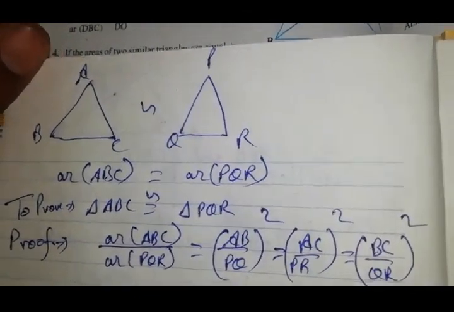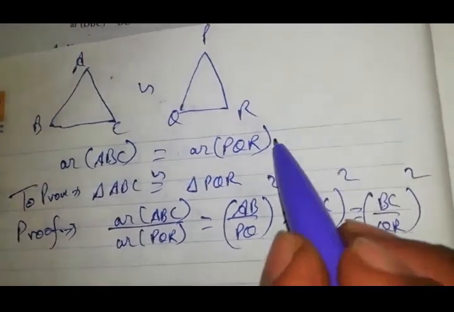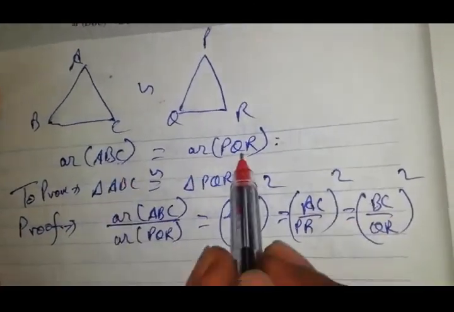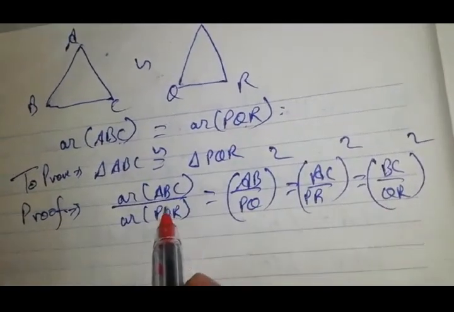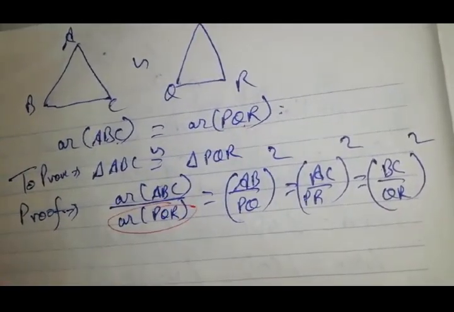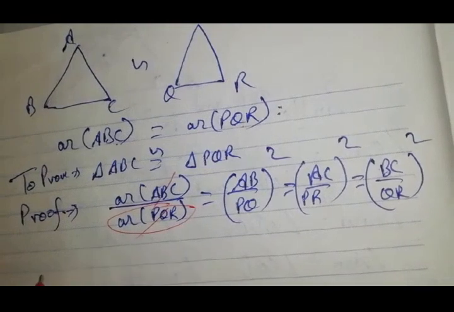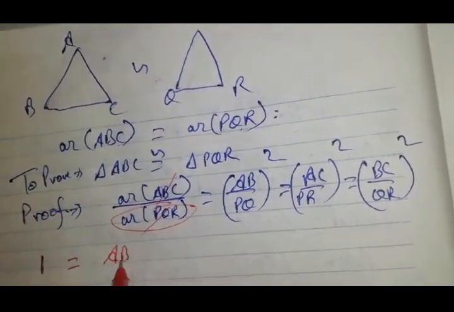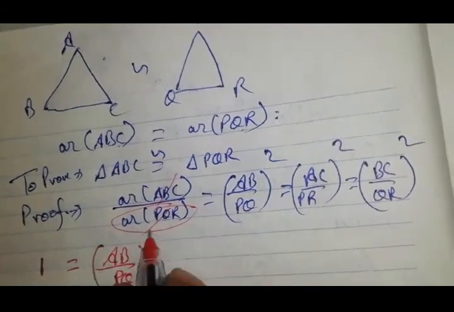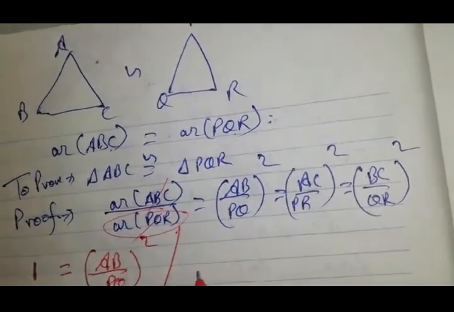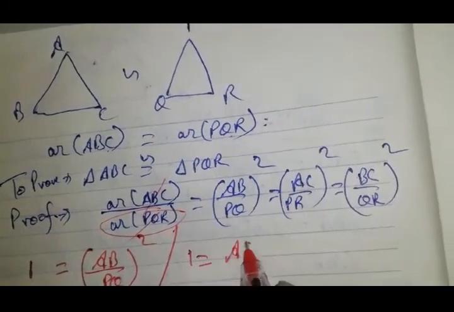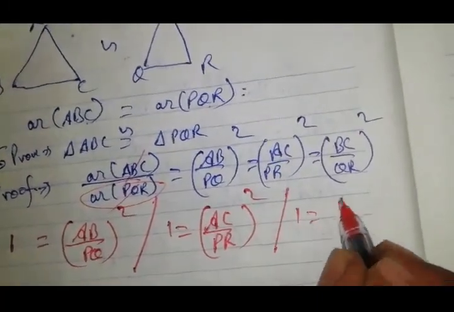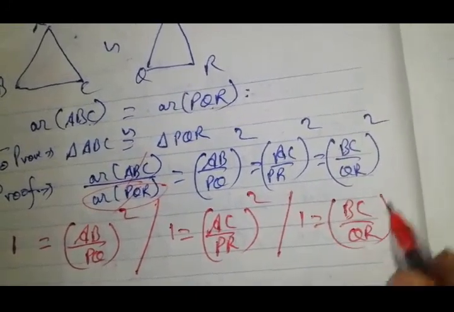Okay, now from here, look, it is given that area of triangle ABC is equal to area of triangle PQR. So in place of PQR we can write ABC. So these two will get cancelled out and we will have 1 here. 1 is equal to (AB upon PQ) whole square, or 1 is equal to (AC upon PR) whole square, or 1 is equal to (BC upon QR) whole square.